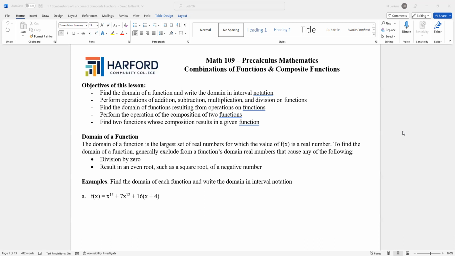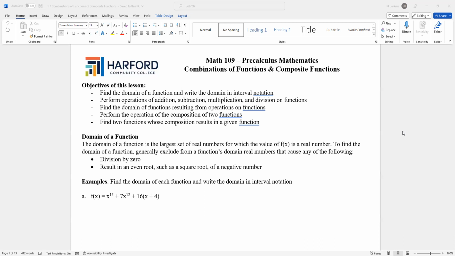Okay, so that's going to be a little different than just the domain of a function after you've done an operation. Perform operations such as composition of two functions, and find two functions that would give you the composition of a function that's given.